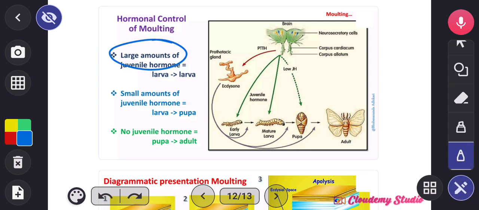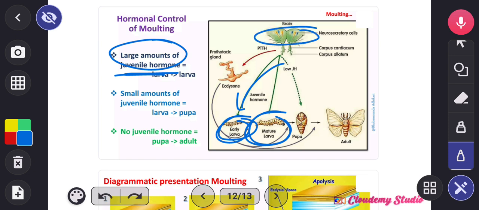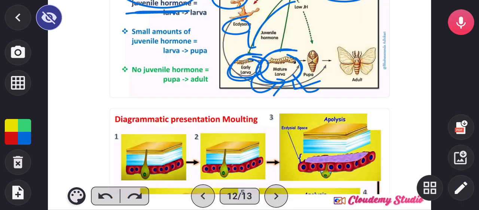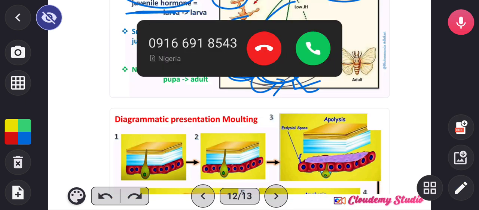So this is from early larva to early larva, where a large amount of juvenile hormone is being produced. This is the neurosecretory cells, and we have the corpus cardiacum and the corpus allatum, and we have the prothoracic gland here, the ecdysone here. And if you want to move from larva to larva, a large amount of juvenile hormone is being produced. If you want to move from larva to pupa, I've explained all.